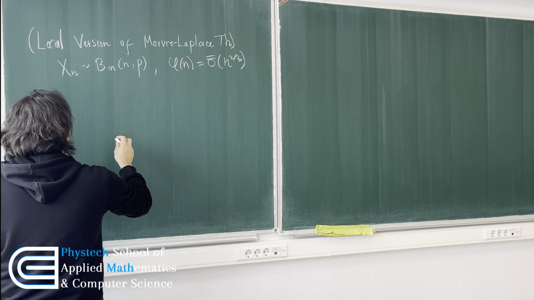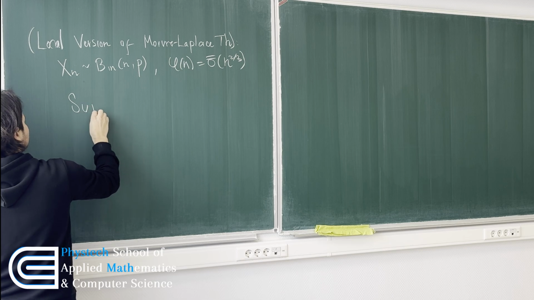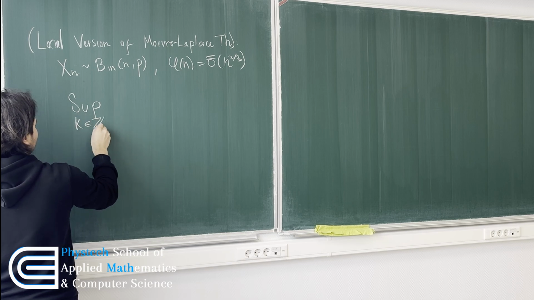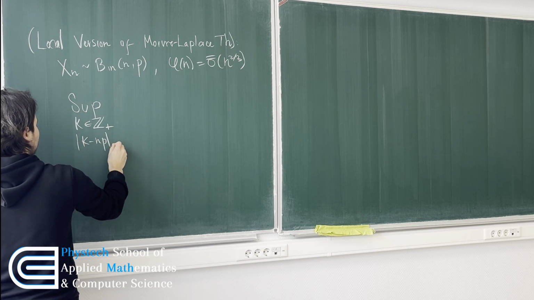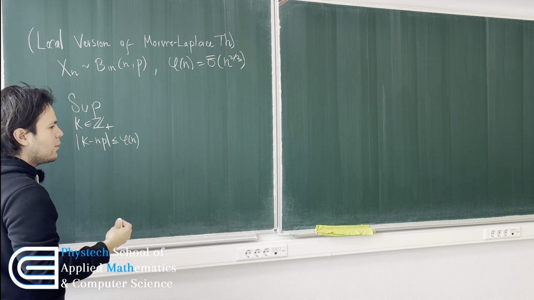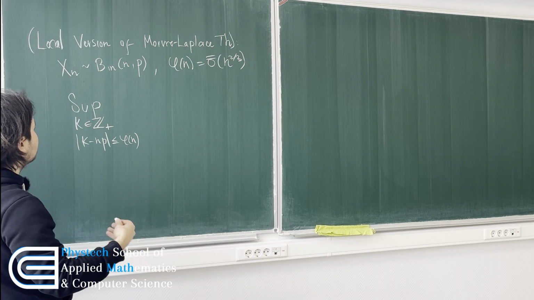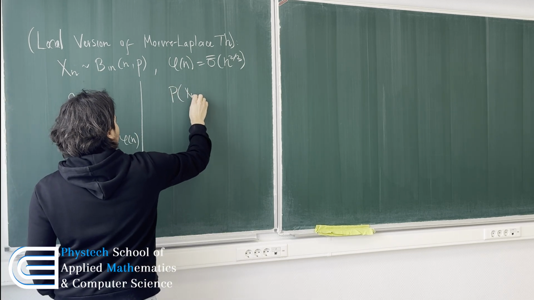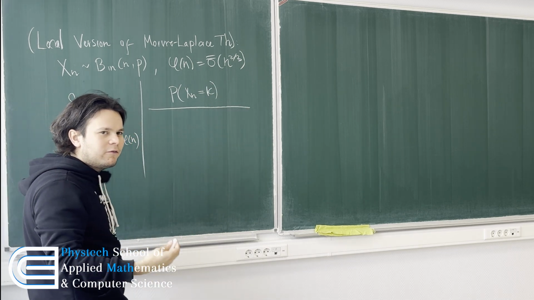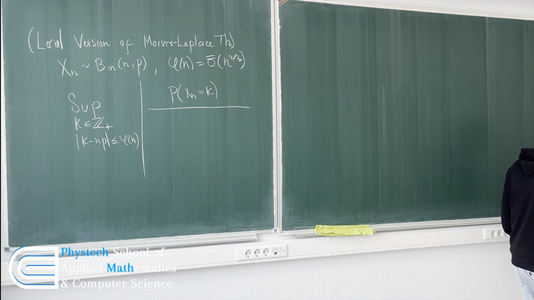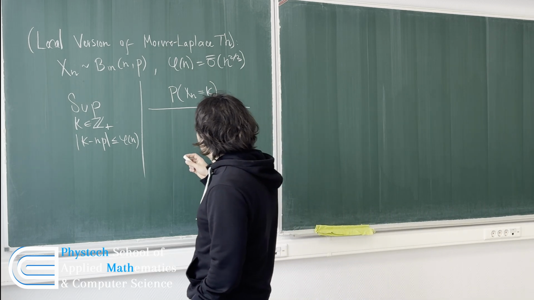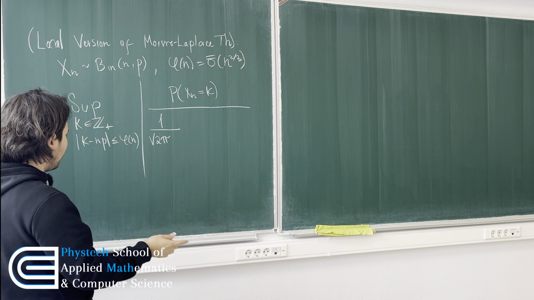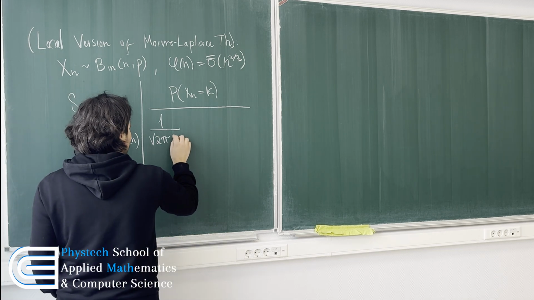We have this function, and then we can state the following: the supremum over all k non-negative integers such that |k minus np| is bounded by phi of n. Okay, so the supremum over all possible values of k here. k, of course, is the number of successes that we have in the Bernoulli trials. And then we had the probability that Xn equals k divided by the following function that should be very easy for you to remember because you know normal distribution, right? Here we should have 1 divided by the square root of 2 pi, and then sigma squared, the variance of binomial distribution. We know that the variance is np times 1 minus p.